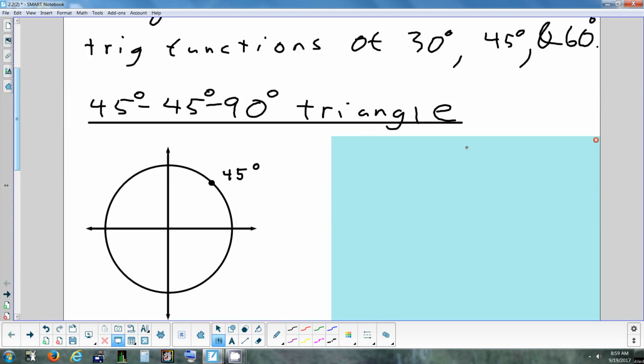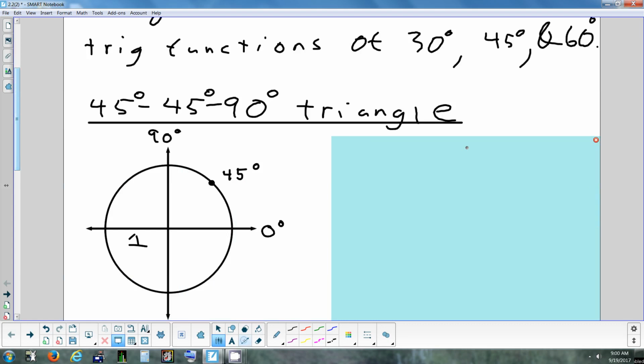Okay, so I've drawn my unit circle. That's a radius of 1 unit in every direction. If this is 0 degrees, and that's 90, 45 would be about halfway. Any questions why I put 45 where I did?